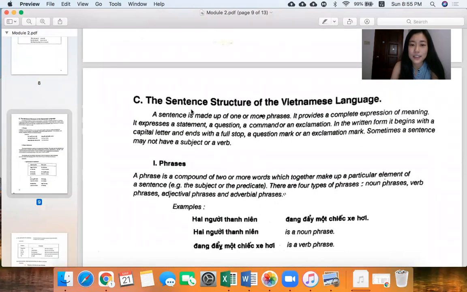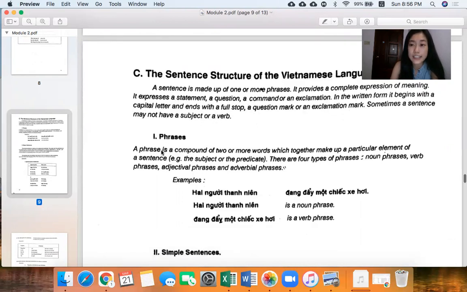C. The sentence structure of the Vietnamese language. A sentence is made up of one or more phrases. It provides a complete expression of meaning. It expresses a statement, a question, a comment, or an exclamation. In the written form, it begins with a capital letter and ends with a full stop, a question mark, or an exclamation mark. Sometimes a sentence may not have a subject or a verb.